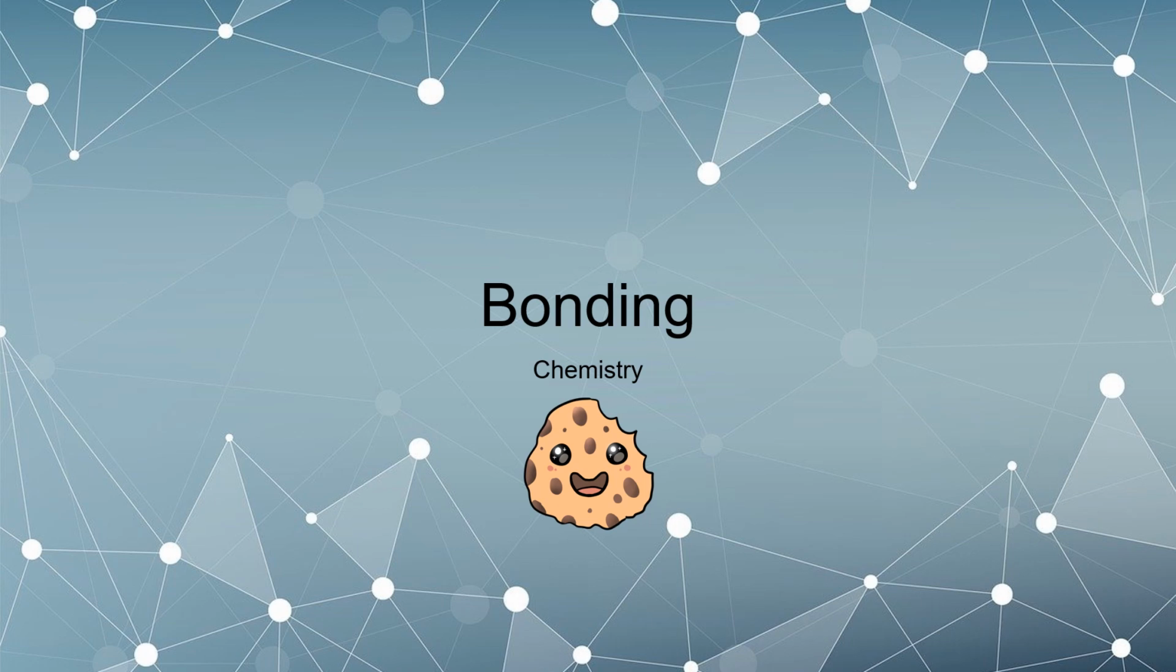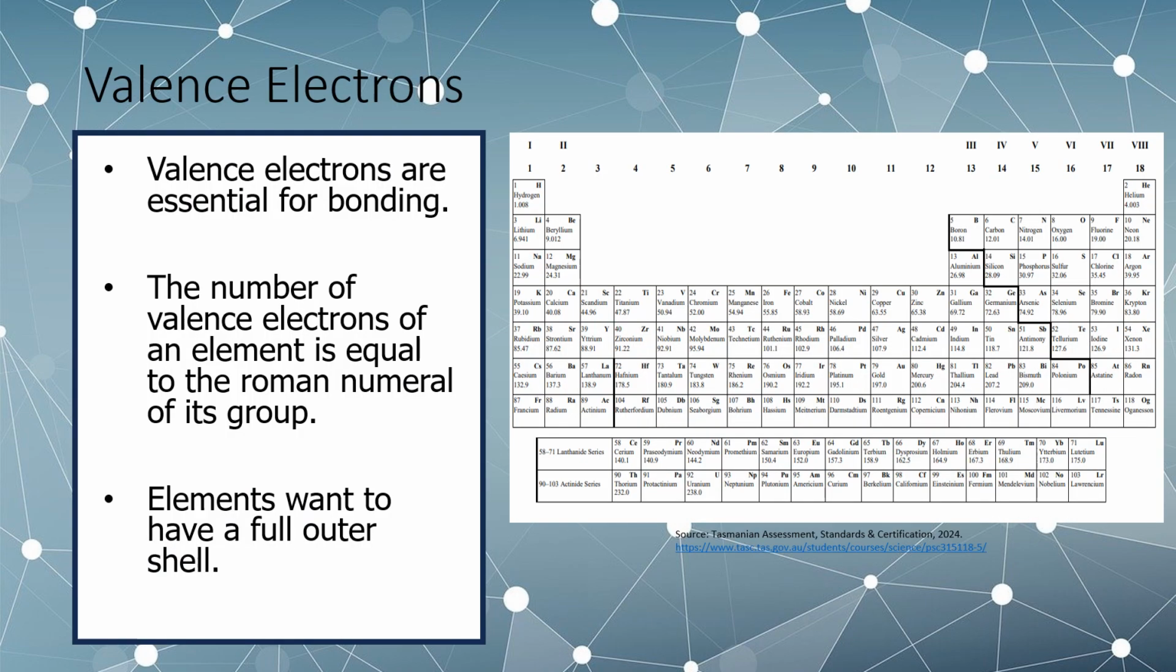Today we're going to be exploring the concept of bonding. Before we get into some specifics about bonding, let's remind ourselves about valence electrons. Valence electrons, that is the electrons in the outermost shell of an atom, are essential for bonding. And we can determine the number of valence electrons of an element by looking at the Roman numeral on our periodic table, as the number of valence electrons of an element is equal to this number.